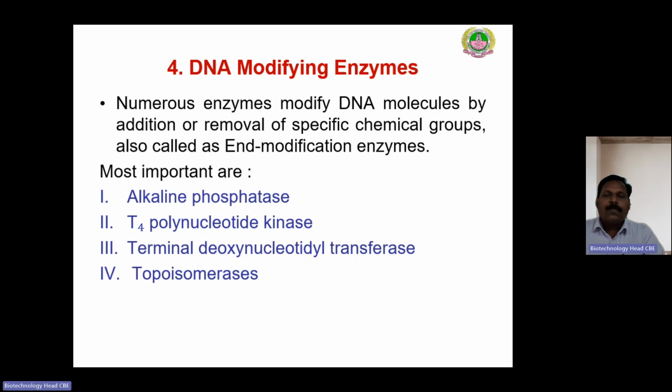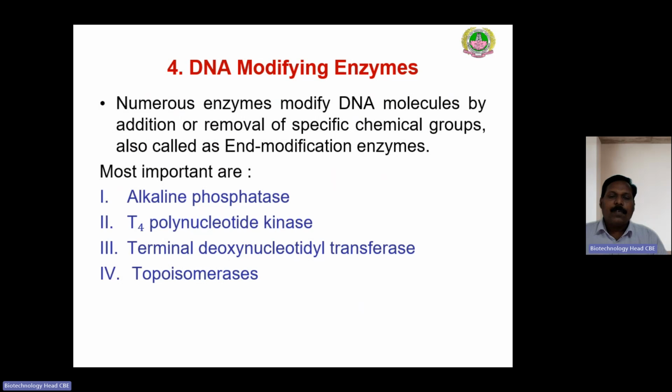Among the major classification of DNA manipulative enzymes, the first we have seen is the nucleases, within which we have discussed the endonuclease as well as exonuclease. The second category we discussed was ligases. The third was DNA polymerases. And the fourth one is DNA modifying enzymes. These are enzymes which are specifically used to add or remove the chemical groups, also called as modification enzymes.